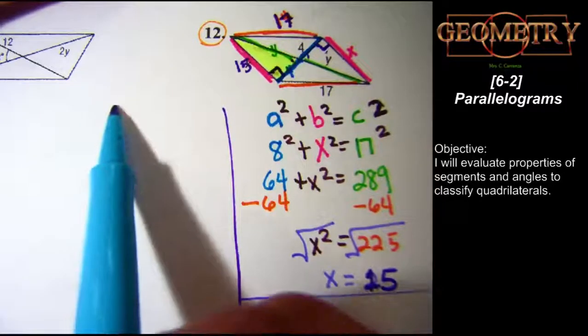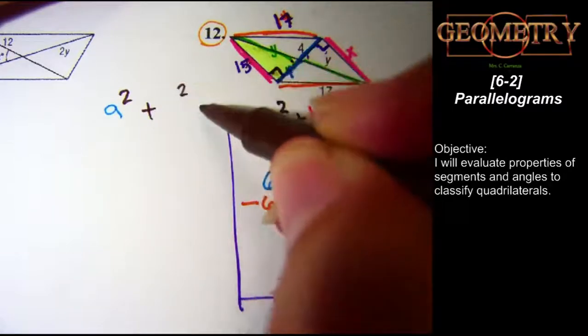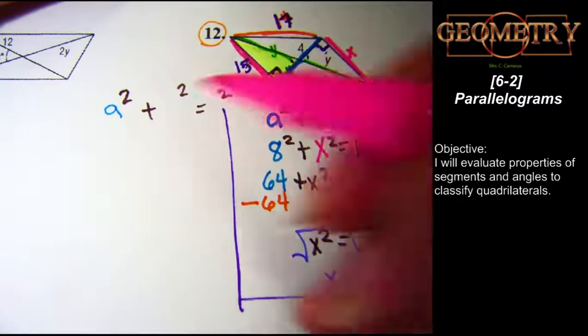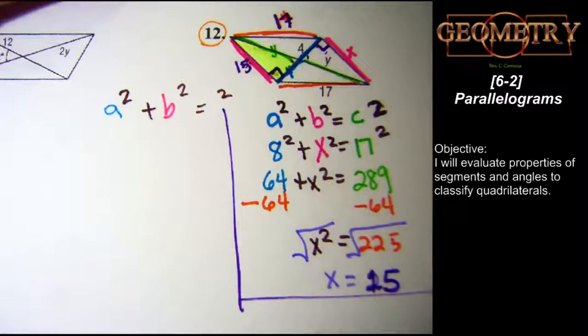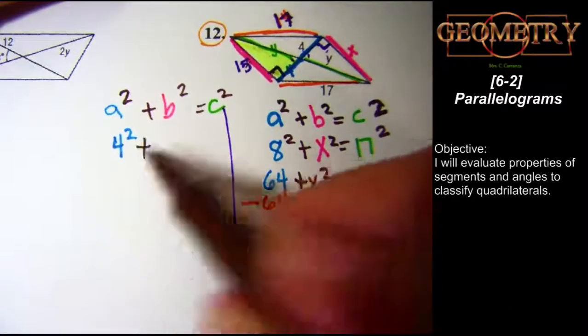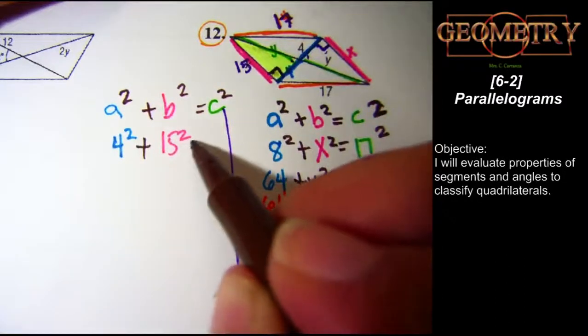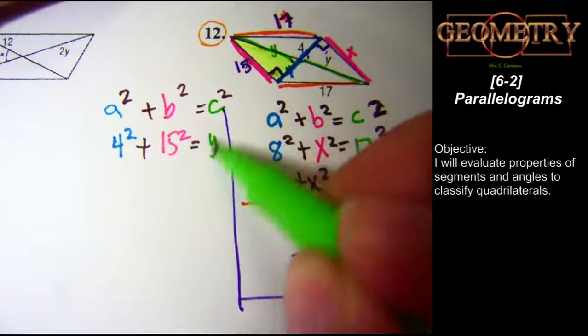Okay, I'm going to write it again. A squared plus B squared equals C squared. Okay, I'm going to try to speed up a little bit. A is 4 and B is 15 and C is Y. I don't know what Y is.